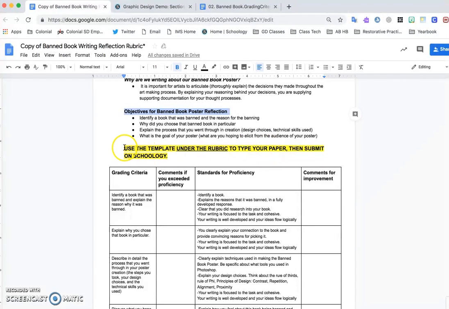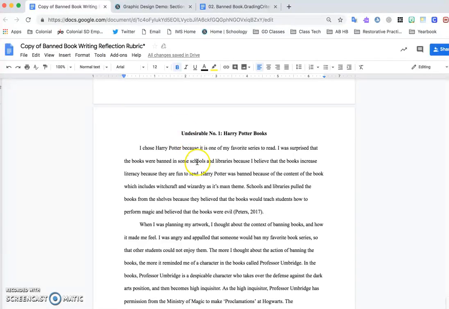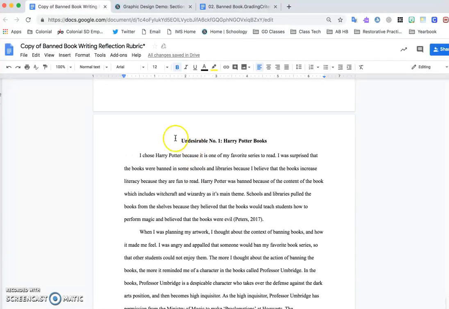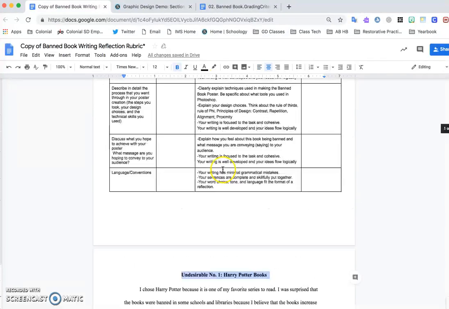Alright, the template is located underneath here. When you make a copy, it says title right here, and you can just delete that and type in your title right here.